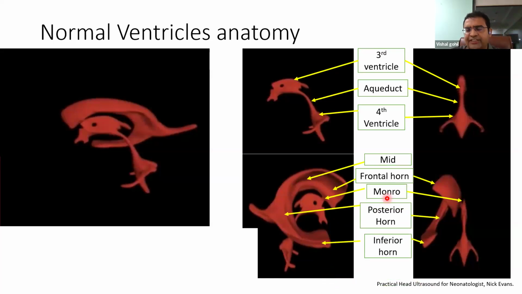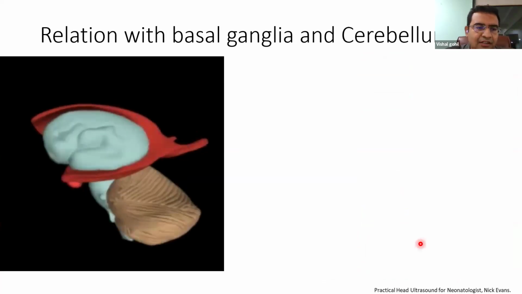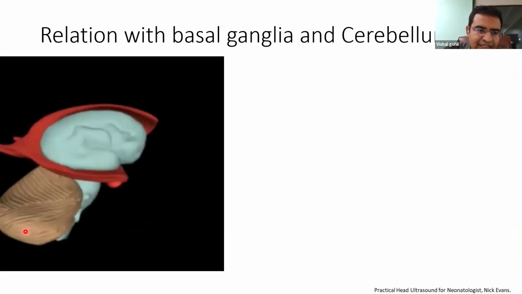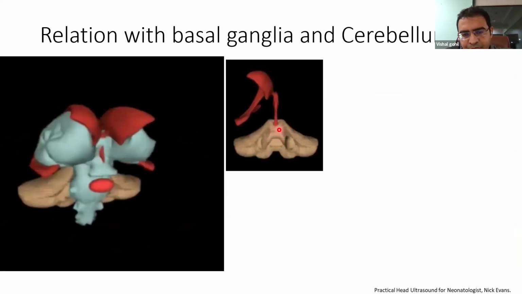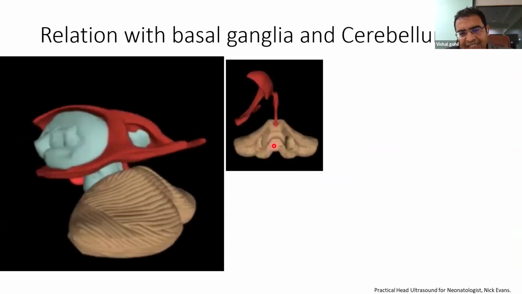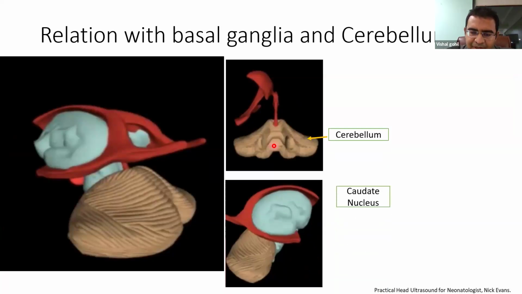Two points have to be remembered when you do the sagittal view. In the midsagittal view, you only see the third and fourth ventricle. In the lateral ventricle view, you can see the crescent-shaped lateral ventricle. Now I am adding the basal ganglia and the cerebellum, and we'll take it picture by picture. When you put the cerebellum over here, the cerebellum is posterior to the fourth ventricle. In front of the fourth ventricle, you can see the midbrain, or what we call the brainstem.